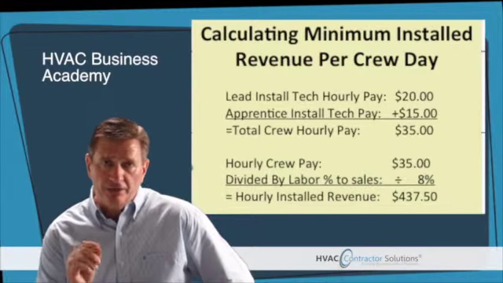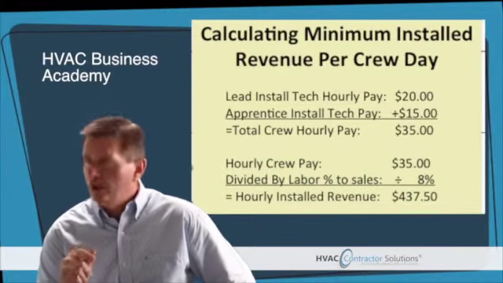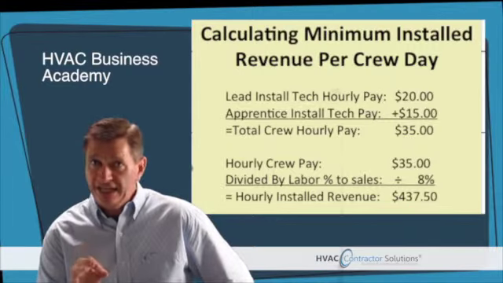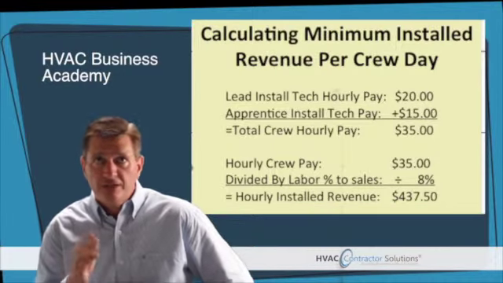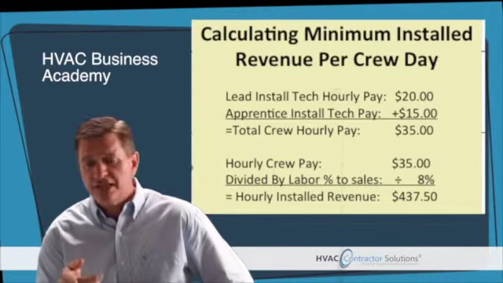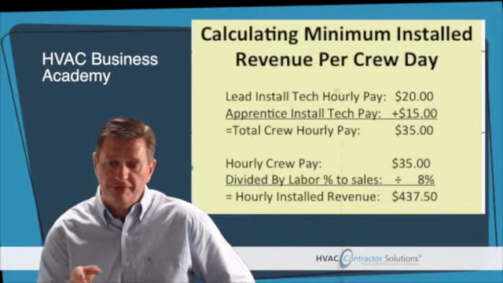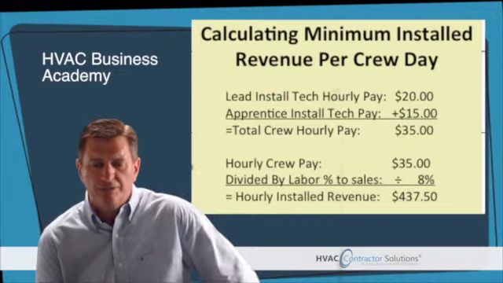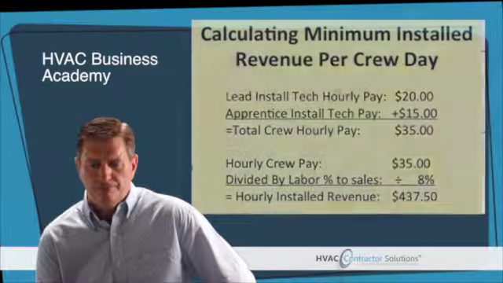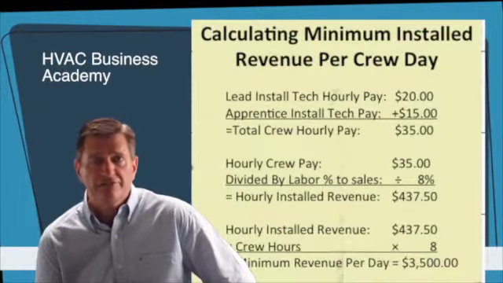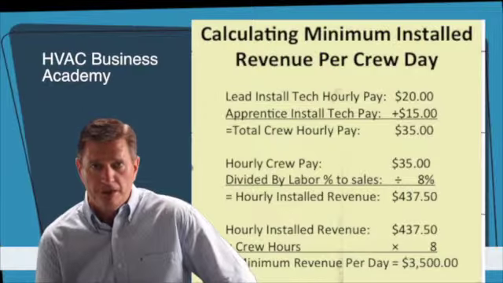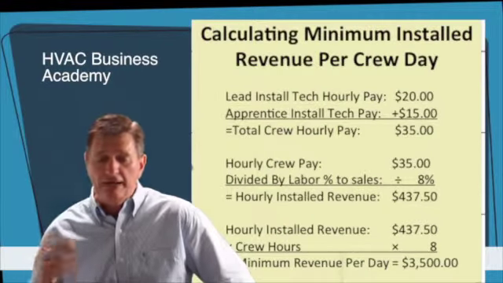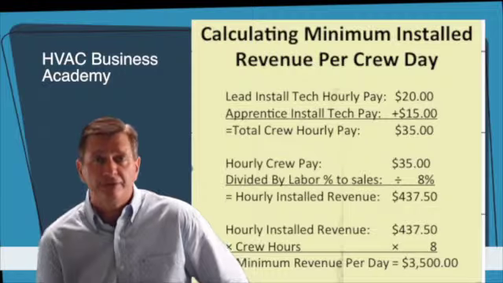Now, we know that the effective budgeting for residential replacement labor is anywhere from 6 to 10%. In this example, we're going to use 8%. So we take $35 per hour, divided by 8%, we come up with $437.50. Okay? $437.50 per crew hour. Now, times an 8-hour day, that's where we come up with $3,500.